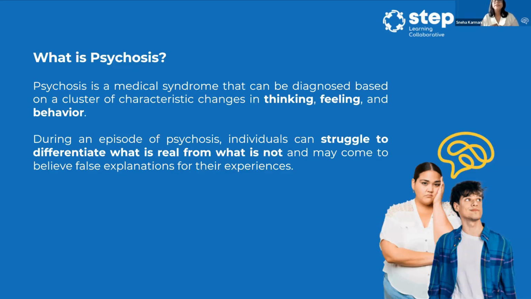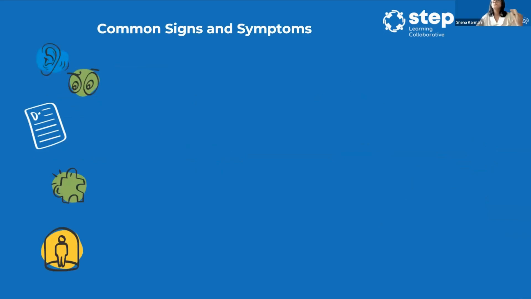So it's basically a medical syndrome that can be diagnosed based on a cluster of characteristic changes in a person's thinking, feeling, and behavior. During an episode of psychosis, persons can struggle to differentiate between what is real and what is not, and they may come to believe false explanations for their experiences. So, what are the common signs and symptoms of psychosis?